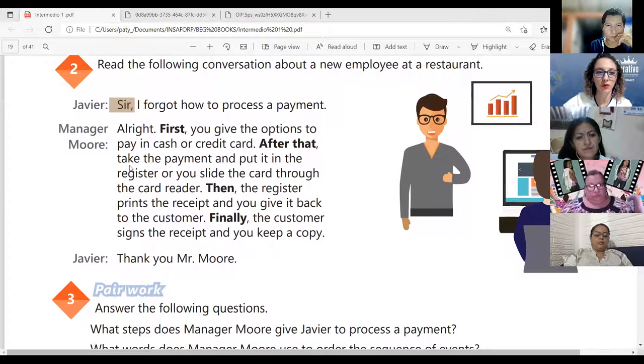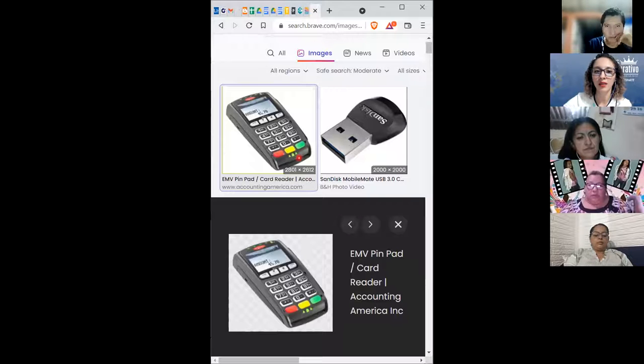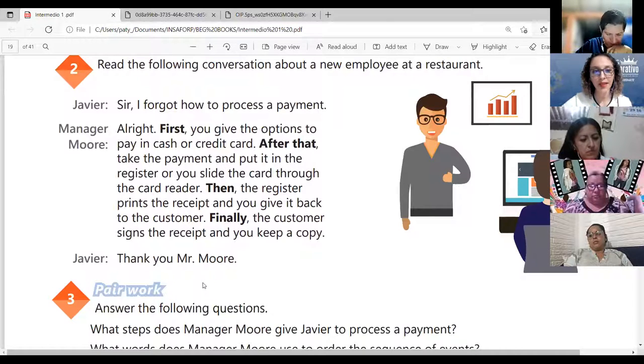I'm going to show you a picture of the card reader. This is a card reader. We call it POS. I think that is what we call it, right? That is the card reader when we say that. Slide, imagine this is a credit card or debit card. You slide, you introduce the credit card into the card reader. So that is to slide the card through the card reader. Okay, I wanted to tell you about that. If not, at the end, you can tell me if you have questions. Okay, let's continue.